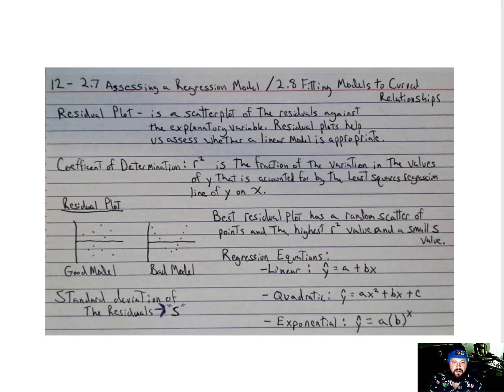A residual plot will be a scatter plot of the residuals against the explanatory variable. Residual plots help us assess whether a linear model is appropriate. Residual equals actual minus predicted.